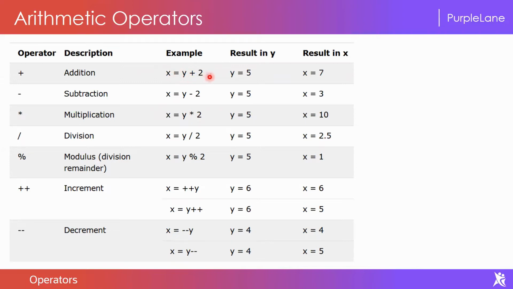x equal to y plus 2. It means that, let's say here, in all cases, the y value is 5. So 5 plus 2 is 7, so the x value will be 7. Similarly, minus, and 5 into 2, multiplication, is 10. Division: here the y value is 5, so 5 by 2, the value of x is 2.5. So in JavaScript, it is going to do the division and give fractions.